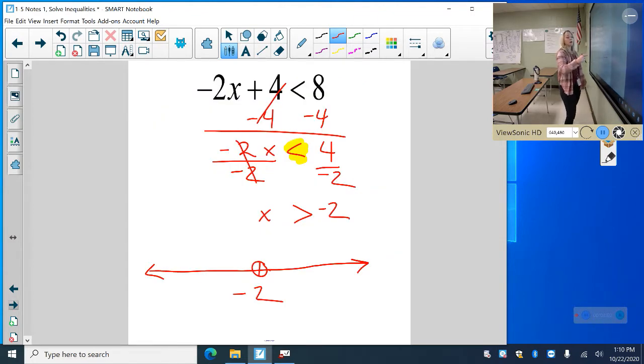And then if you look, this symbol will serve as an arrow as long as your x is on the left-hand side. So this arrow is pointing this way, so that means we're going to shade this way. And if you think about it, x is greater than negative 2. If this is a number line, all the numbers over here, negative 1, 0, 1, 2, 3, 4, all of those numbers are greater than negative 2.